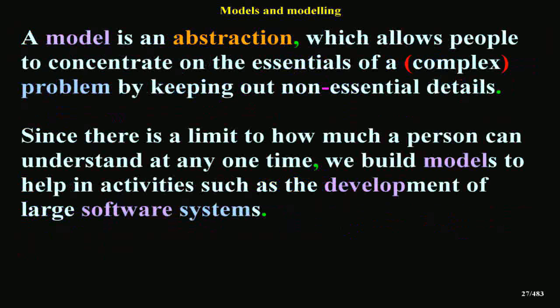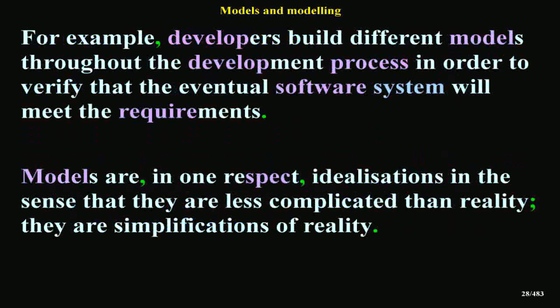A model is an abstraction, which allows people to concentrate on the essentials of a complex problem by keeping out non-essential details. Since there is a limit to how much a person can understand at any one time, we build models to help in activities such as the development of large software systems. For example, developers build different models throughout the development process in order to verify that the eventual software system will meet the requirements. Models are, in one respect, idealizations in the sense that they are less complicated than reality. They are simplifications of reality.